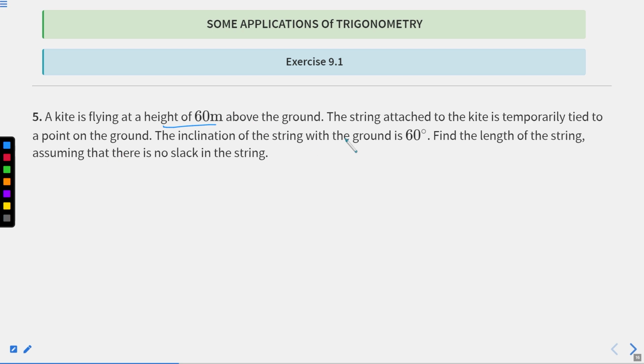So the inclination of the string with the ground is 60 degrees, and here we have to find the length of the string, assuming that there is no slack in the string. Okay, there is no slack in the string. So basically we have a kite that is flying at a height of 60 meters above the ground, and the inclination of the string with the ground is 60 degrees, and here we have to find the length of the string. Okay, so let us see how to solve it.